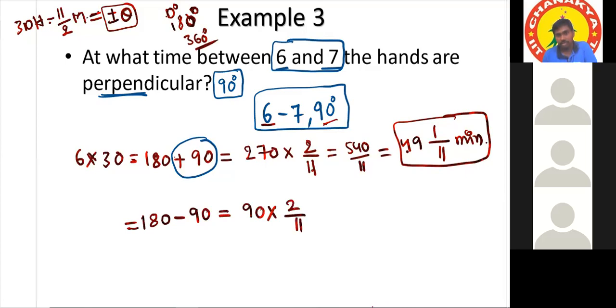Into 2 by 11. After doing into 2 by 11, it will be 180 by 11. 180 by 11. One time it is 11, remainder 7, 70, 6 times it is 66, 16 remainder 4. 16 full 4 by 11. 16, 4 by 11. Yes, sir.